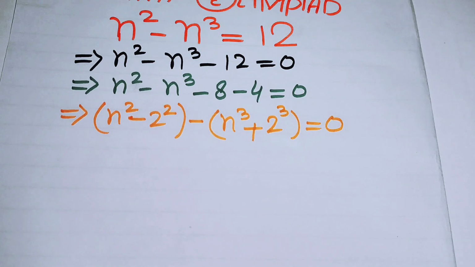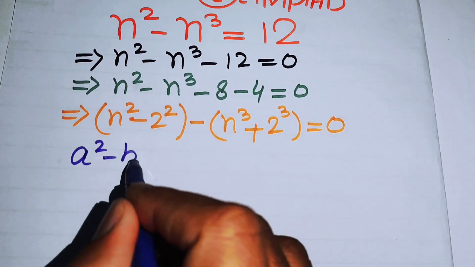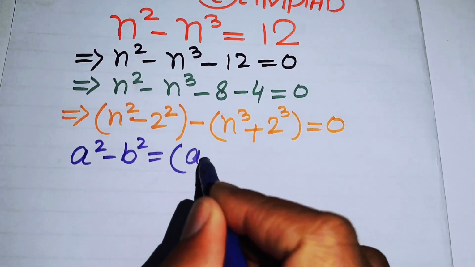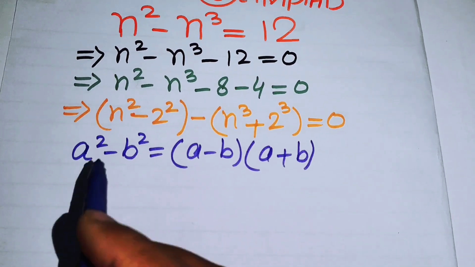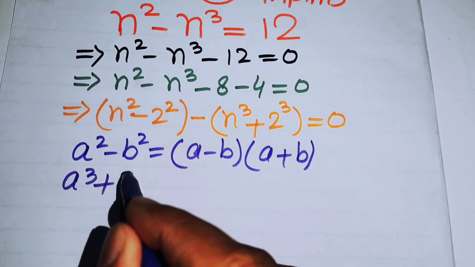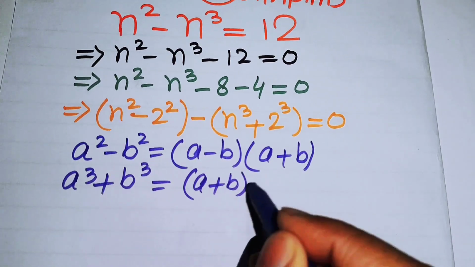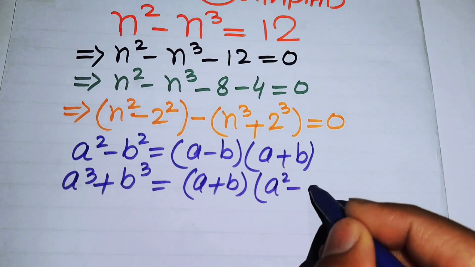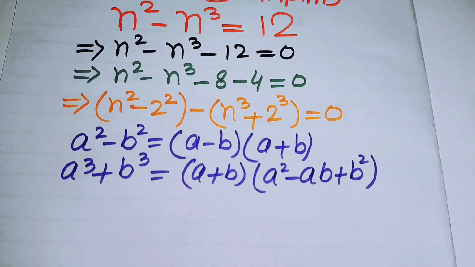After this step we need two nice well-known formulas. The first formula is a squared minus b squared equals a minus b times a plus b. And the other cubic formula is a cubed plus b cubed equals a plus b times a squared minus ab plus b squared. So we need these two formulas on the above equation in order to find the values of n.